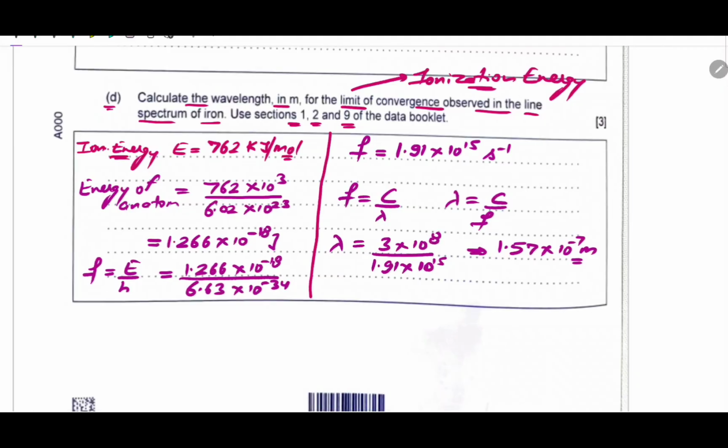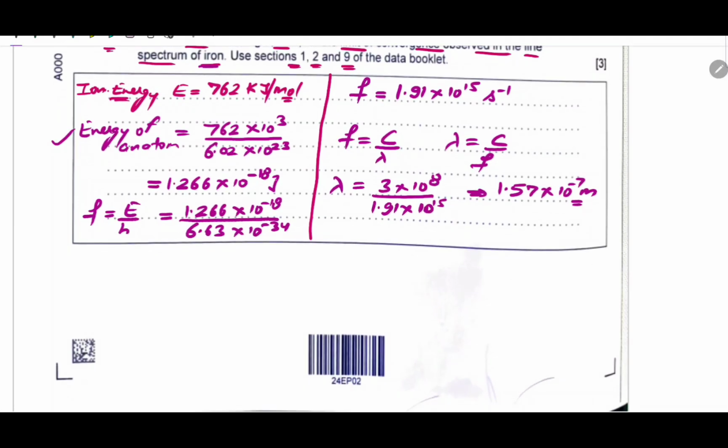What I did in this question, if you see it again, is first find the ionization energy with the help of the limit of convergence. Since it is kilojoule per mole, I have to convert it to 1 atom because the question requires 1 atom of iron. I converted kilojoule into joule by multiplying by 10 to the power 3 and divided by Avogadro's constant to get the energy of an atom, which is 1.266 into 10 to the power minus 18 joule.